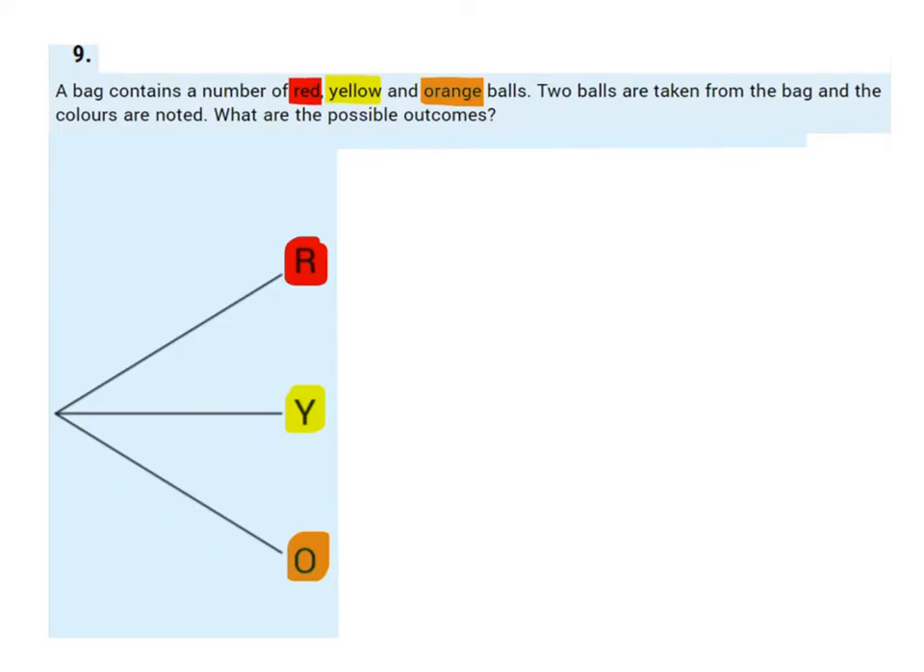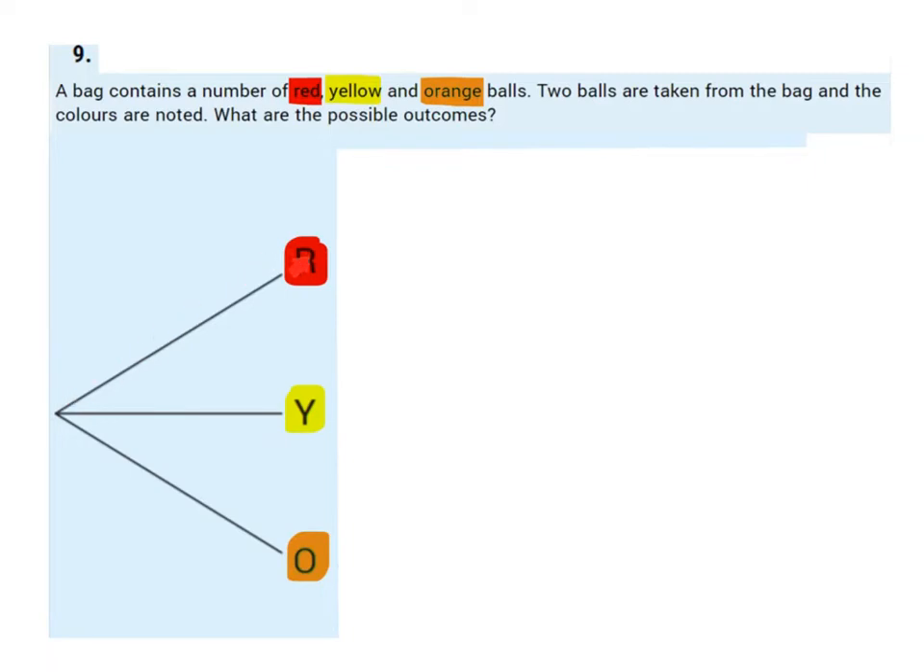So since there are 3 different coloured balls, we have 3 branches. So on the first branch we have an R, which represents a red ball. On the second branch we have a Y, which represents a yellow ball. And on the third branch we have an O, which represents an orange ball. Now remember, 2 balls were taken. These only represent the first ball.